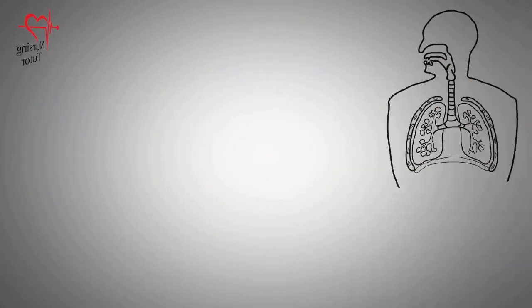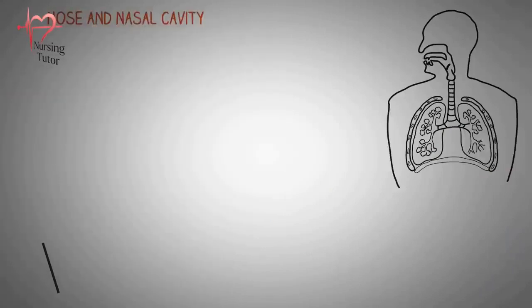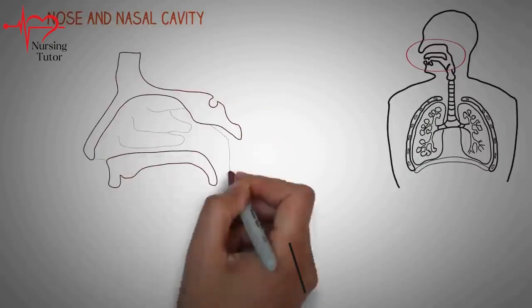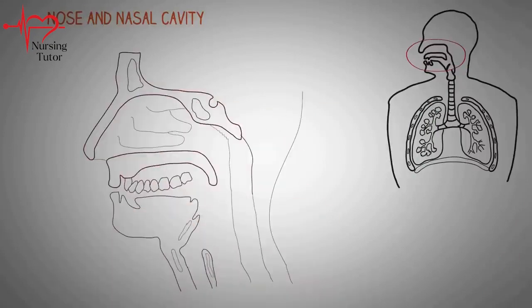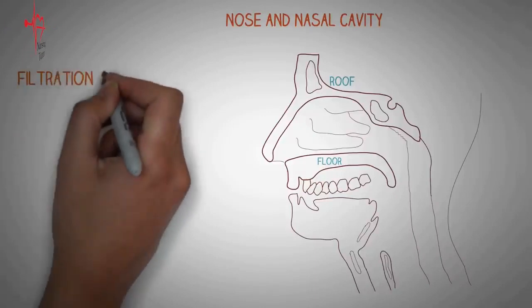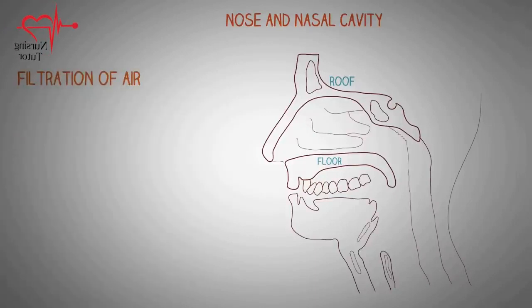So let's first talk about the brief anatomy of the nose and the nasal cavity. Now, if we take a look at this diagram in a bit of detail, we can see that the nasal cavity is made up of a roof, which is in turn made up of the bones forming the base of the skull. It also consists of a floor, which is made up of the palatine bones. The main job of the nose and the nasal cavity in the respiratory tract is the filtration of air.